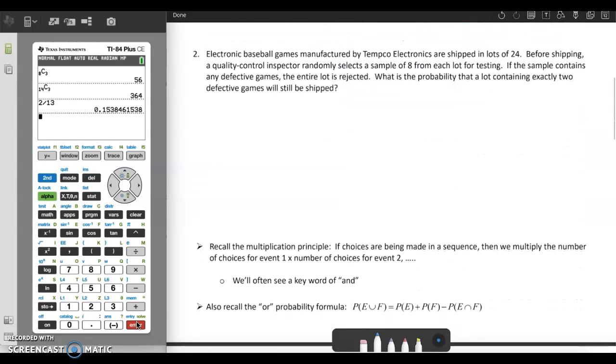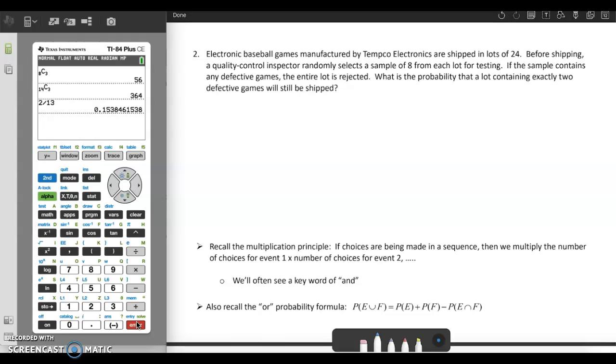Okay, our next example says, electronic baseball games are manufactured by Timco Electronics and are shipped in lots of 24. Before shipping, a quality control inspector randomly selects a sample of 8 from each lot for testing. If the sample contains any defective games, the entire lot is rejected. What's the probability that a lot containing exactly 2 defective games will be shipped?